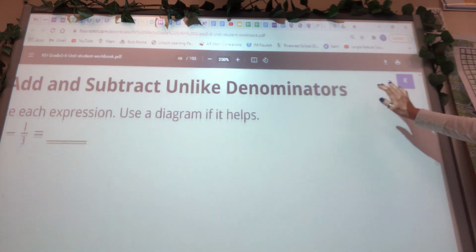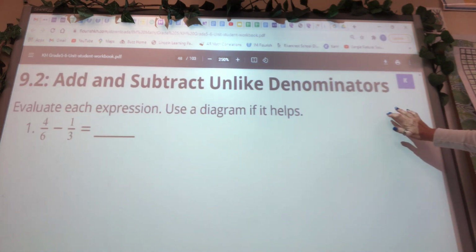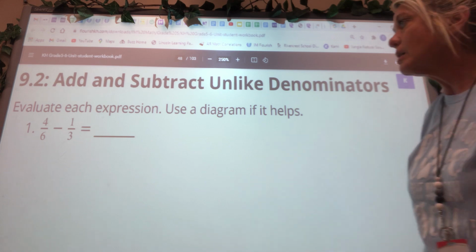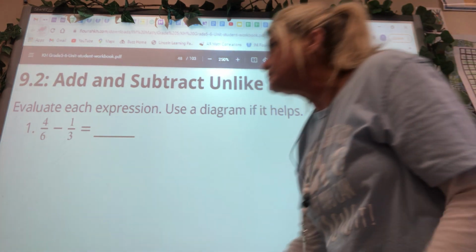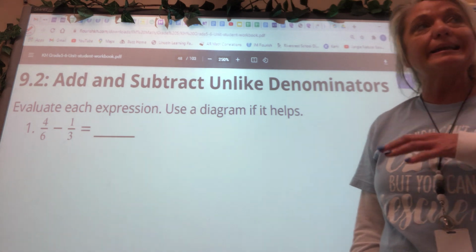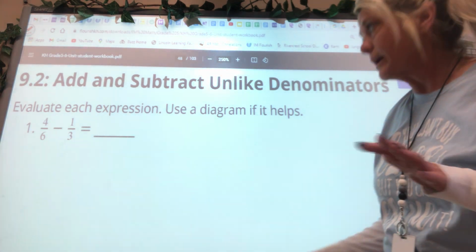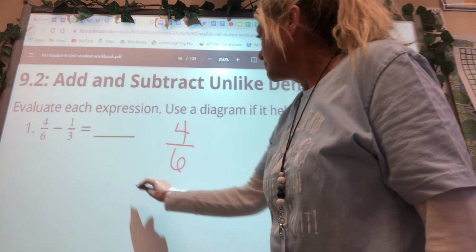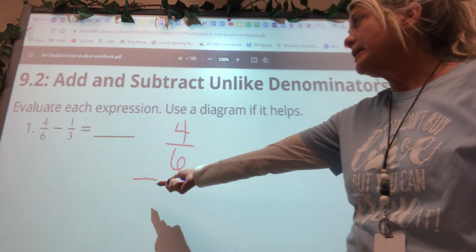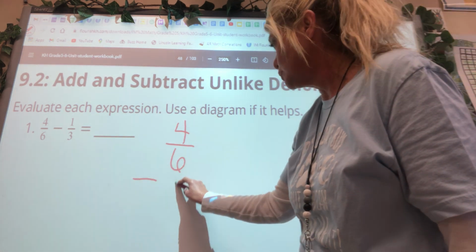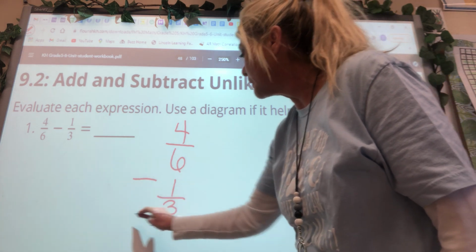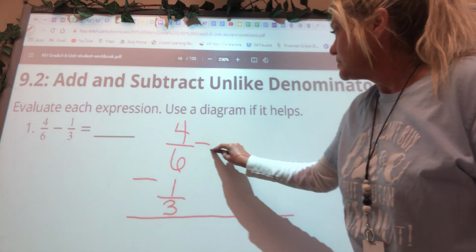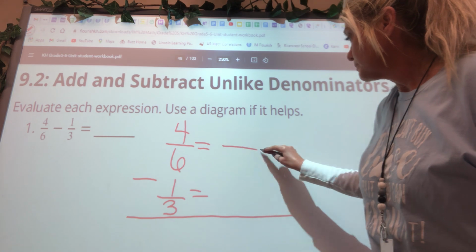All right. Subtracting and adding. So now, instead of just adding, we're also going to be doing more subtraction. If you're adding or subtracting, it doesn't matter which one, you should stack them. And you still have to have the same denominator. Just make sure you pay attention to your signs. And yes, you still have to find common denominators. So it's easier to write them beside each other.